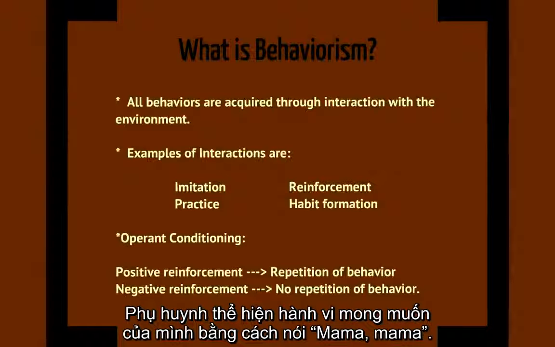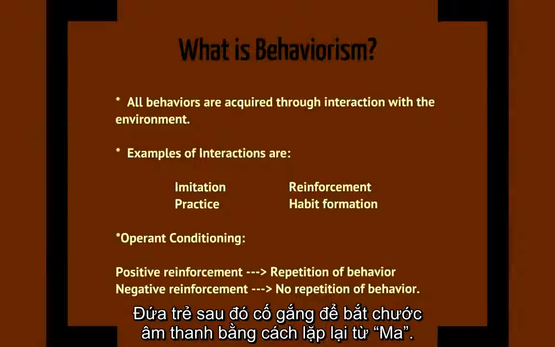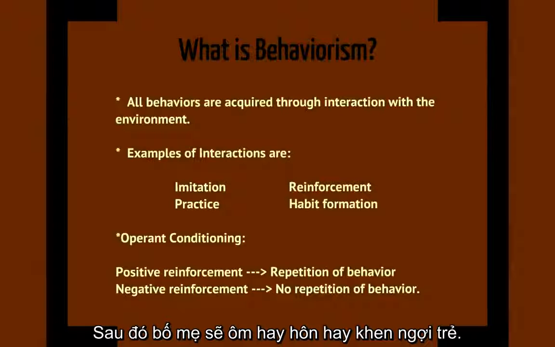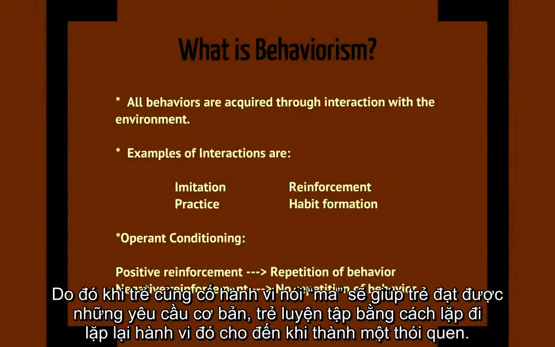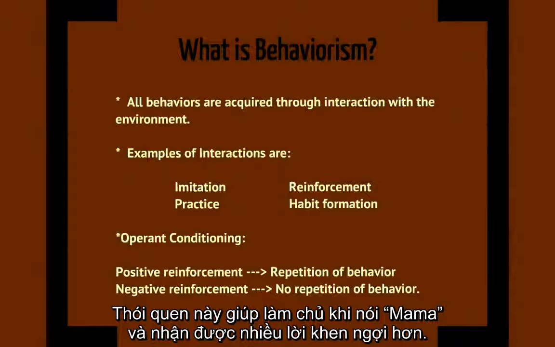Let's consider a parent speaking to their child. The parent displays the desired behavior by saying, "Mama, mama." The baby then tries to mimic the sounds by repeating, "ma." The parent then hugs or kisses, snuggles or praises the baby, thus reinforcing the behavior of saying "ma." Because this behavior of saying "ma" helps the baby to get its basic needs met, the baby is likely to practice this behavior over and over until it is a habit. This habit then leads to the mastery of "mama," for which the baby receives more praise.